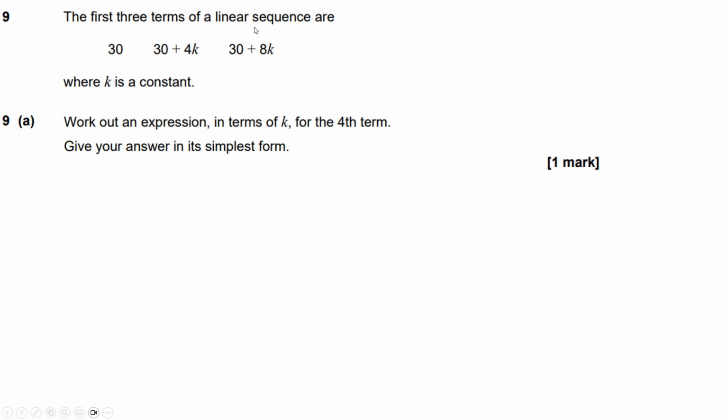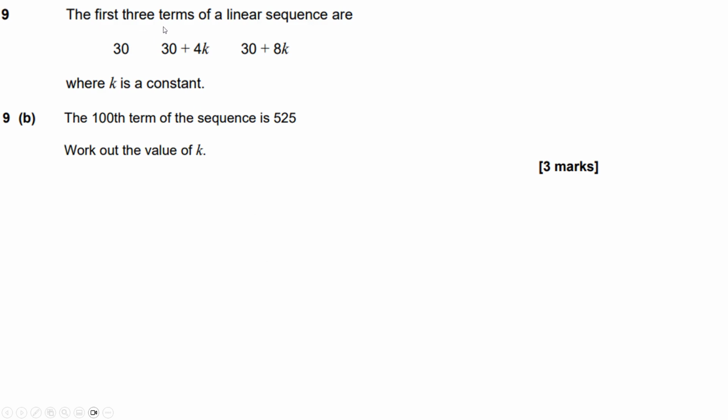The first 3 terms of a linear sequence are these. Work out an expression in terms of k for the 4th term. Give your answer in its simplest form. So if you notice, it's going up by 4k each time. So add 4k, add 4k. So for the next one, it's going to be add 4k again. So 30 plus 8k add 4k is 30 plus 12k.